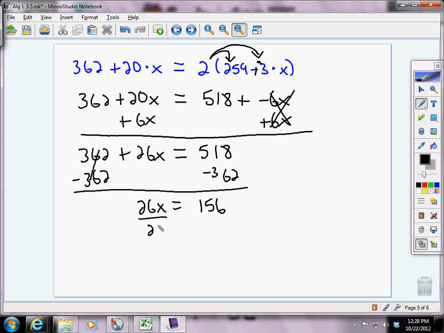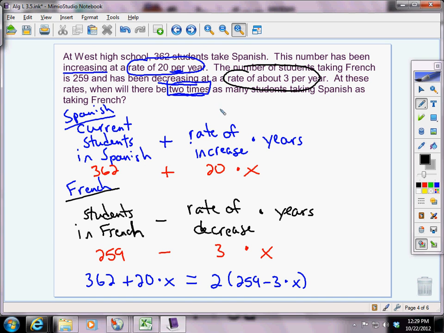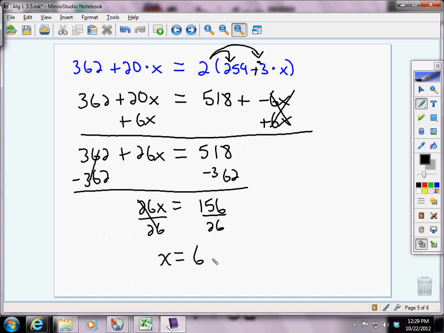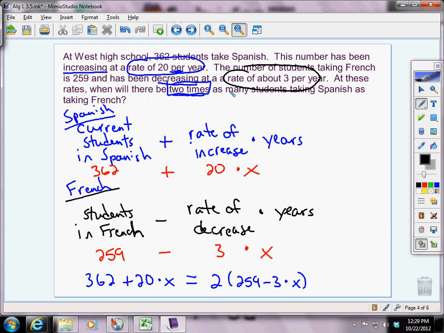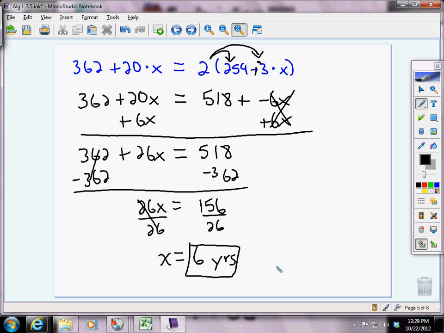And then finally we divide both sides by 26. 26 divided by 26 is 1x. 156 divided by 26 is going to be 6. So, again, always make sure you're answering the question. At these rates, when will there be 2 times as many students taking Spanish as taking French? Remember, our x represents years, so it'll happen in 6 years, if those rates continue. So again, we can take a real-life example, put it in terms of algebra, and solve our linear equation to get a solution to our problem.